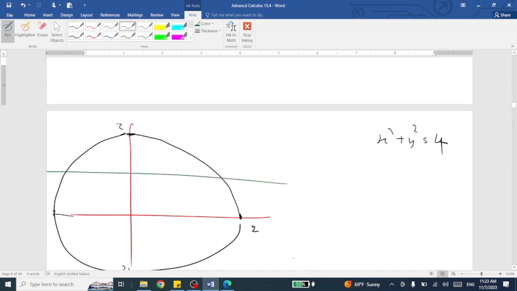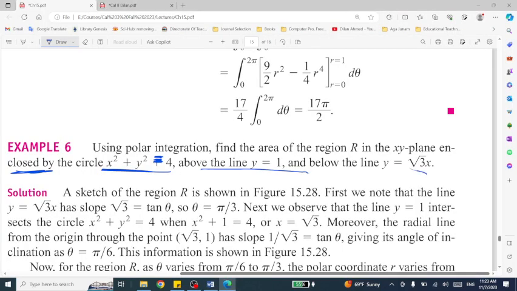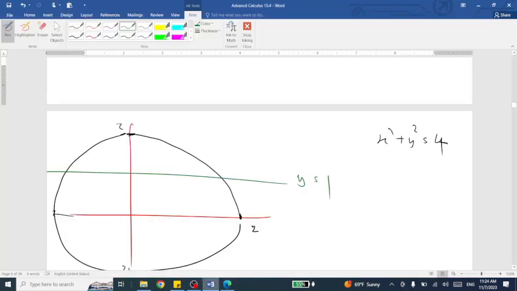So, am I right? And what else? Another: and below the line y equal to x.